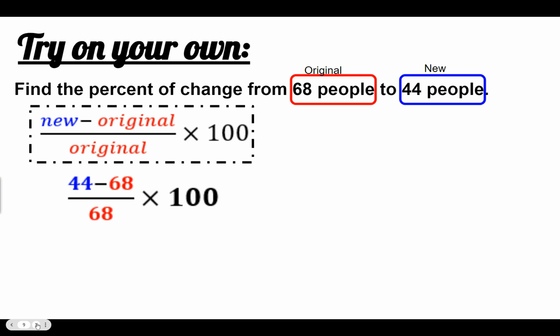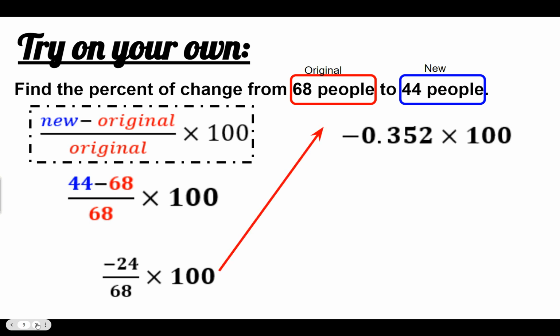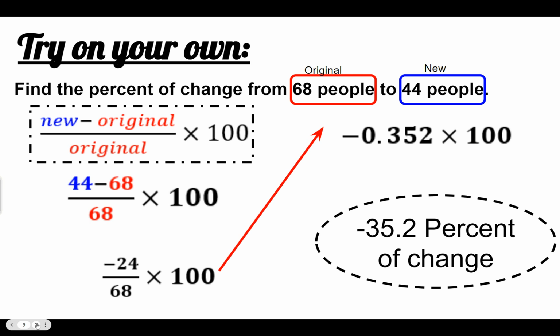And now it's just putting it in Desmos. So I do my subtraction first. 44 minus 68 in Desmos gives me negative 24. Okay, now I'll do negative 24 divided by 68. I just put it in Desmos or on my calculator. And that gives me negative 0.352. Remember, just cut it off after 3 numbers. And now I'll multiply that by 100. And that gives me negative 35.2% of change.